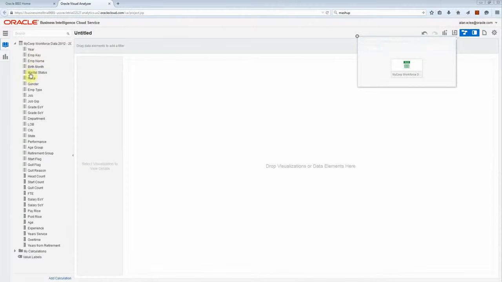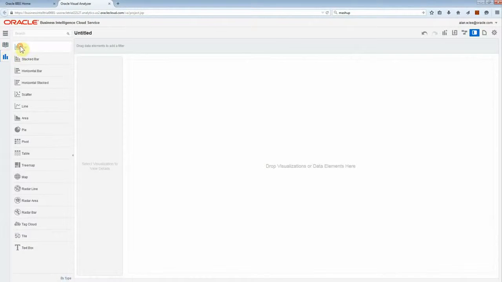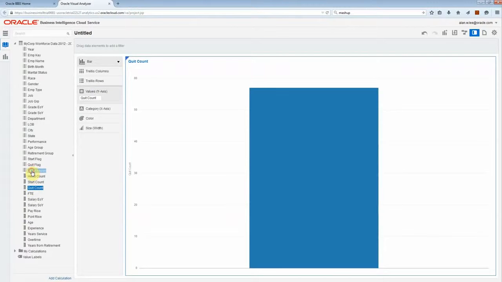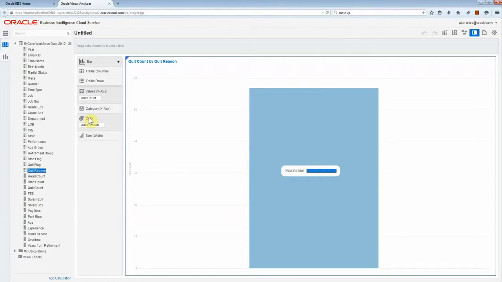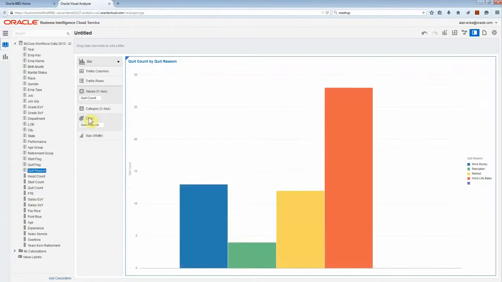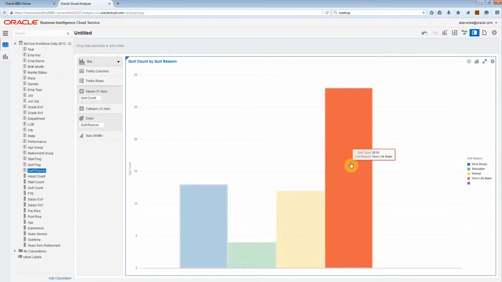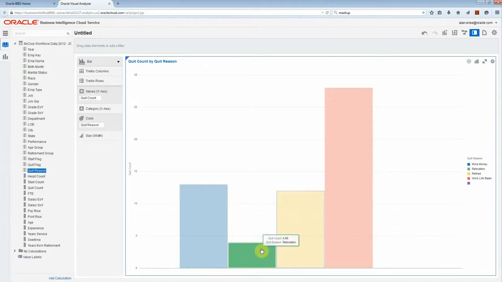So here I see the columns of the spreadsheet, the attributes and the measures, and I'm going to start off by creating a bar chart, and to that I'm going to add the number of people that have quit, and I'm going to then color code that by the reasons that they have given for quitting. So we can see that there are two main groups. People who have left for more money, 13 of them, and 28 people have left for a better work-life balance, 12 have retired, and 4 have relocated.